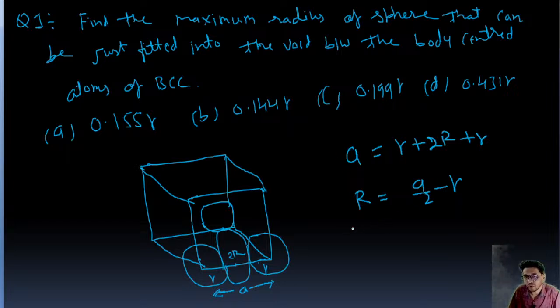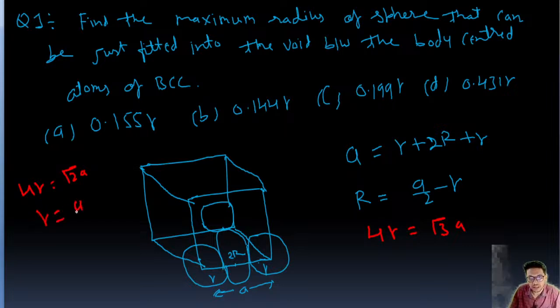For the body centered atom, we know this condition: 4R equals root 3 a. For FCC, we know that 4R equals root 2 a. And for SC, simple cubic, my apology, a equals 2R. These conditions you must know.